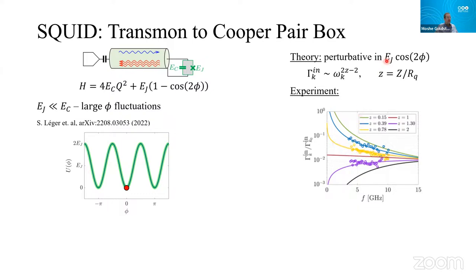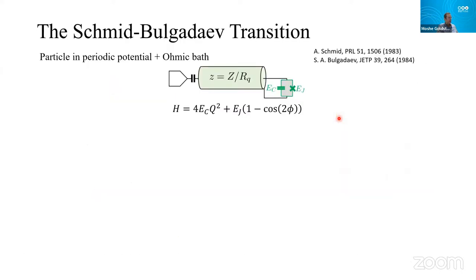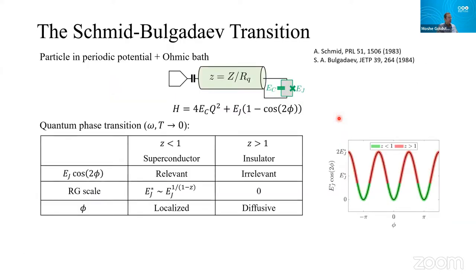And if you try to say EJ is small, let's do perturbation theory, it diverges. You might wonder what is happening here. Recall that we know that as a function of the environment, there should be a quantum phase transition predicted by Schmid and Bulgadaev many years ago. For low impedance, the bath localizes the phase near one of the minima. It acts as a dissipation, a friction that holds it near one minimum, and that keeps the superconducting phase well defined and superconducting.